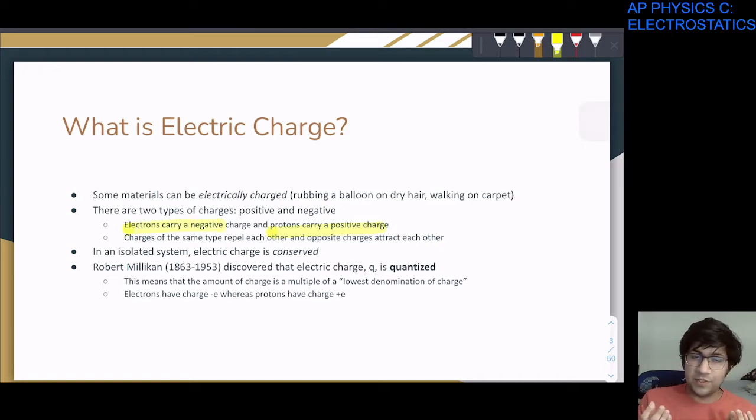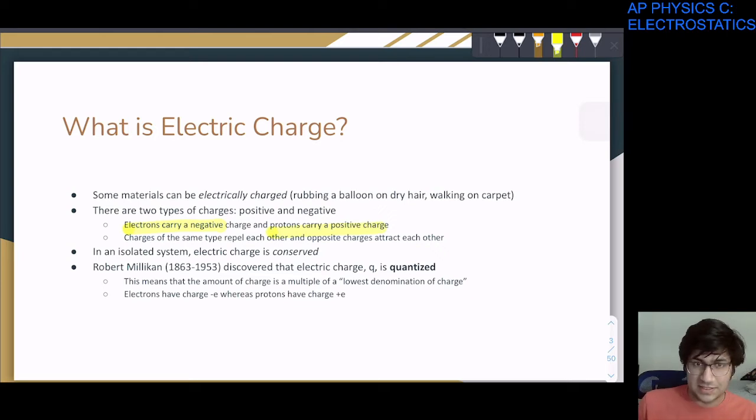Another observation that we made is that charges of the same type repel each other, and charges of opposite types attract each other. So these are just some fundamental properties that we've seen in nature. In an isolated system, electric charge is conserved.